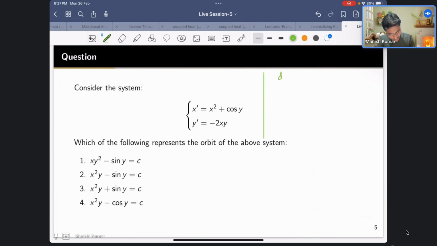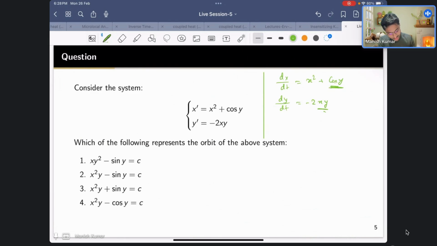Here you see dx/dt is equal to x square plus cos y, and dy/dt is equal to minus 2xy. Now you can see that there is a cos function and there is coupling in both the equations. So solving both the equations is a bit tough if you want to solve it, because this is not a linear system because of this cos y. Here you see the product term, so we don't know how to deal with such systems.